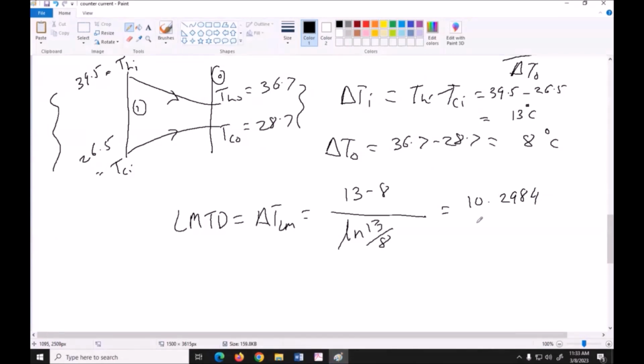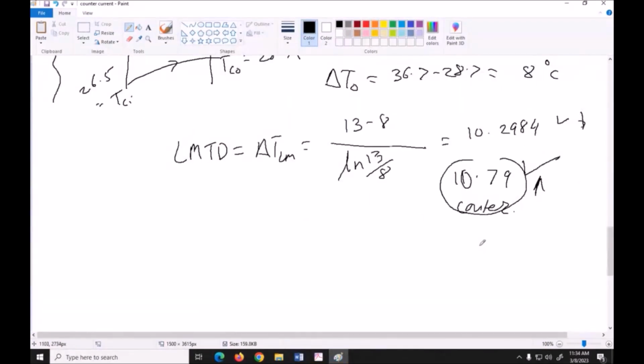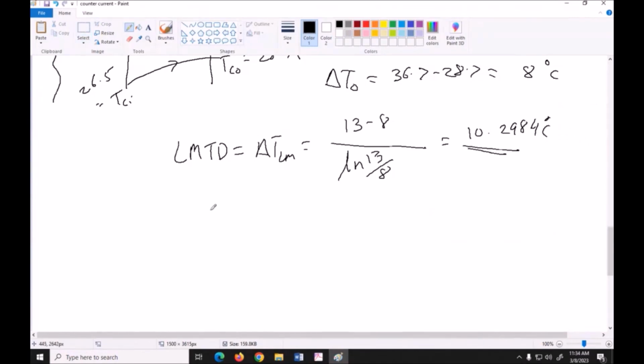So this is for co-current, and for counter current it was 10.79. So counter current is more powerful and this is less effective, not powerful, effective. So counter current is more effective than co-current. This is one of the objectives, one of the conclusions. So LMTD is in degree centigrade. I can write the conclusion as counter current is more effective than co-current.